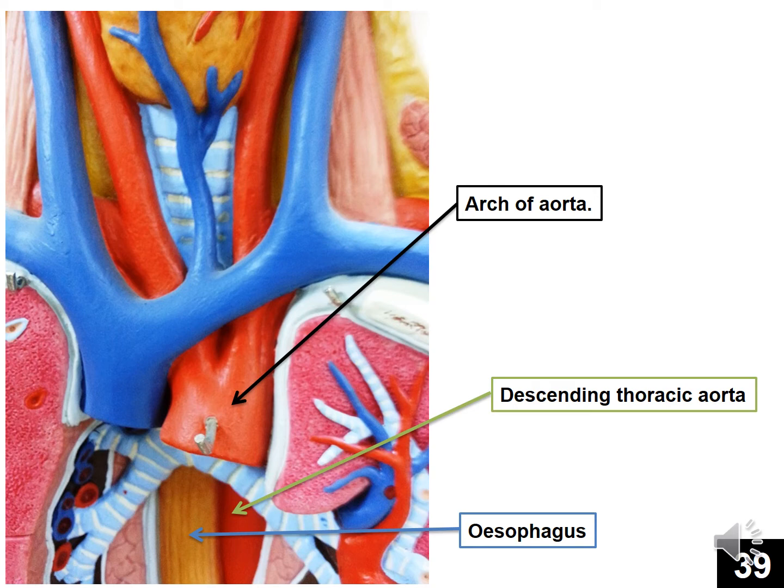Now here you can see the arch of aorta crossing the left side of the esophagus. This esophagus is indicated in blue, and you can see the descending thoracic aorta indicated by the green color arrow, and this arch is in black. The left relation is of course descending thoracic aorta with mediastinum, left mediastinum and left lung.